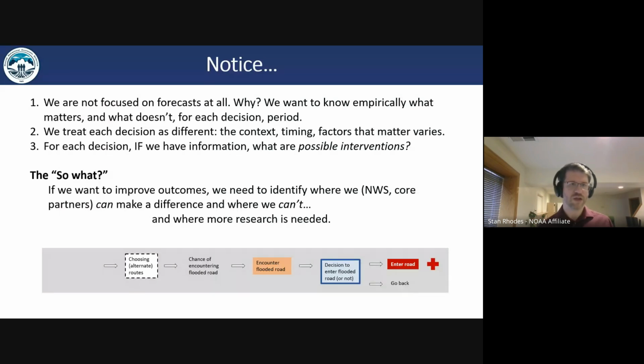So the big "so what" here is, if we want to improve outcomes, we need to identify where we, and that means the Weather Service, core partners, and others, can make a difference and where we can't. I think where we can't make a difference because of the factors that matter for a particular decision is an important and perhaps undervalued thing. And then we also need to know where more research is needed.